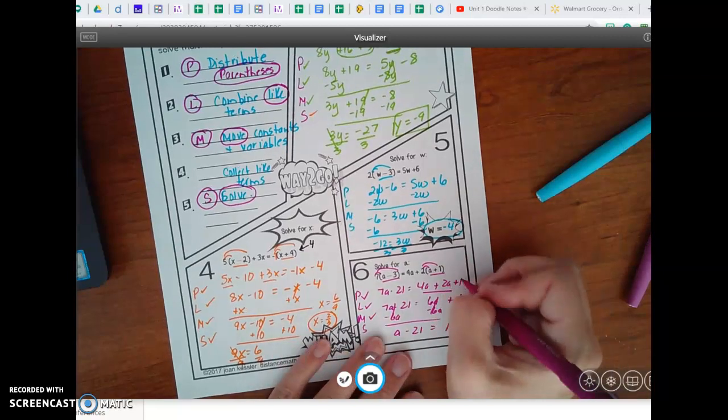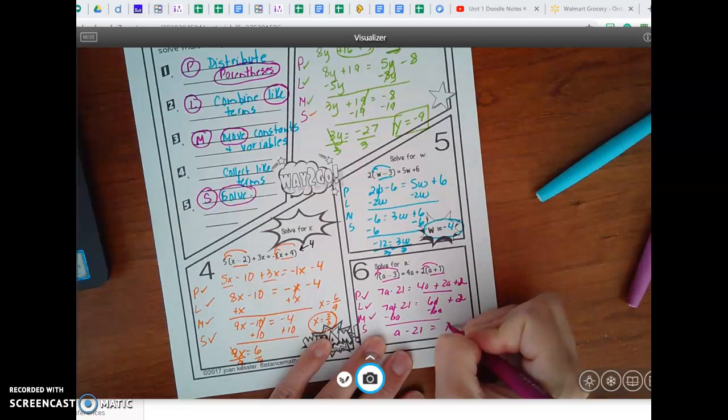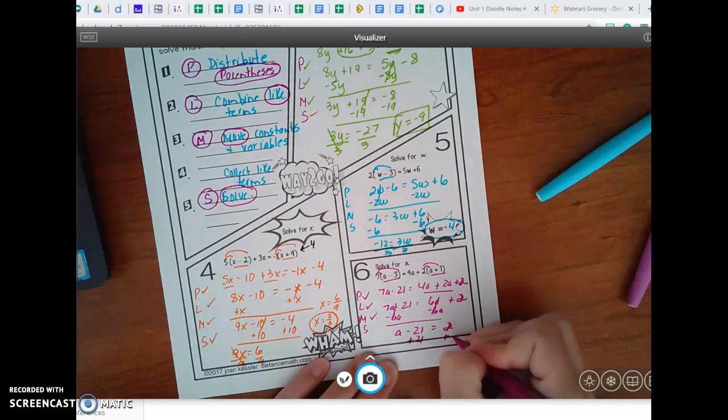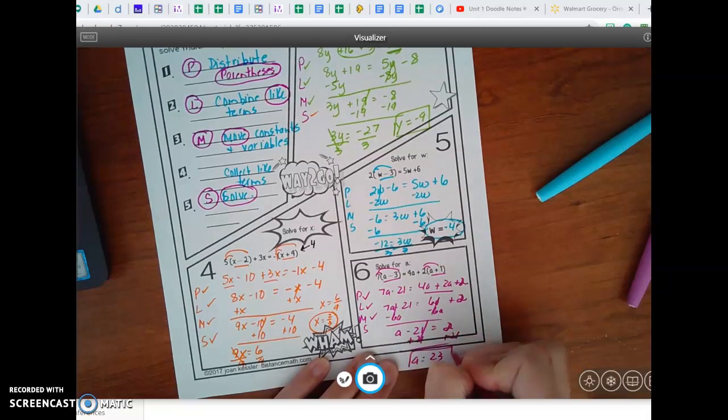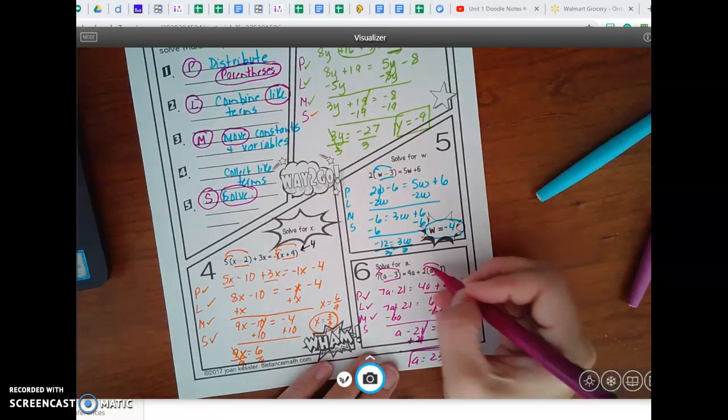I'm sorry, I made a mistake up here again. There's a 2 there. How many of you followed that along? There we go, my fault. And then we're going to add 21 to both sides and get a equals 23 down here. Okay, what I just did right there, that's actually a really common mistake. So always make sure that you're distributing.